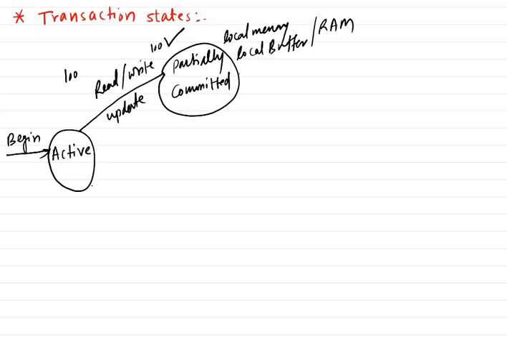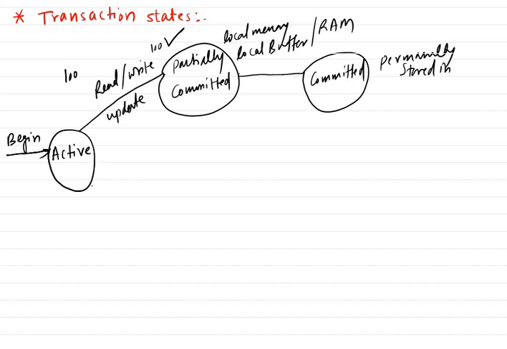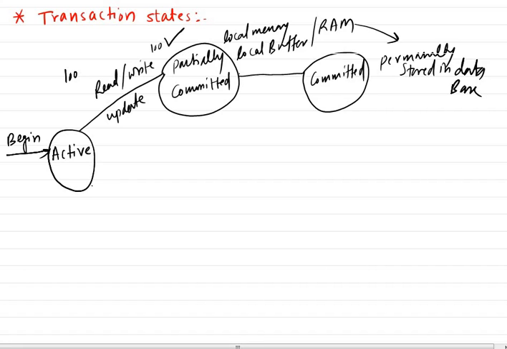This partially committed state will be successful when we perform a command called committed. Committed means data is permanently stored in the database. From RAM to the database, data is permanently stored. So after commit, the operation is successful, and now this transaction is to be terminated.